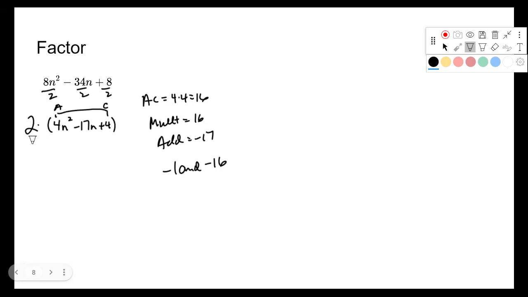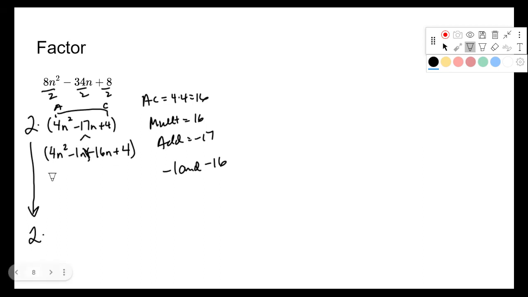All right. Now, this 2 is going to get brought down. We're going to bring it down a little ways here. It's part of my final answer, but I still have to factor the inside now. So we're going to bring down the 4n squared here to the next line. The negative 17n we're going to split up into negative n, or negative 1n, and negative 16n, and then bring down the plus 4. Now we got 4 terms. Now we're going to group it.